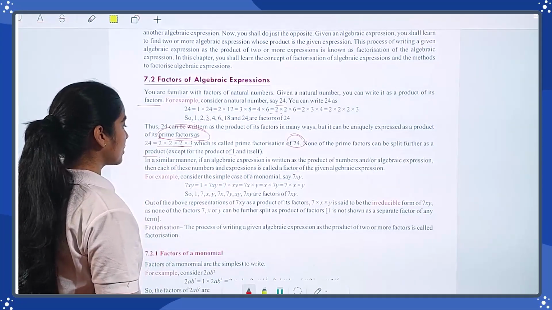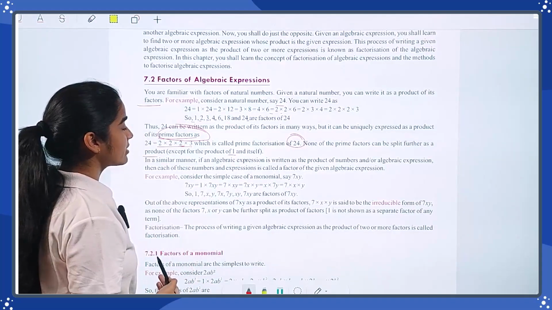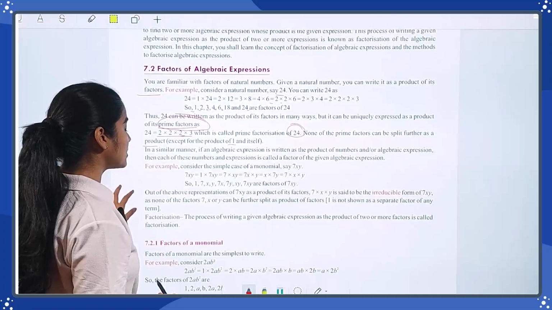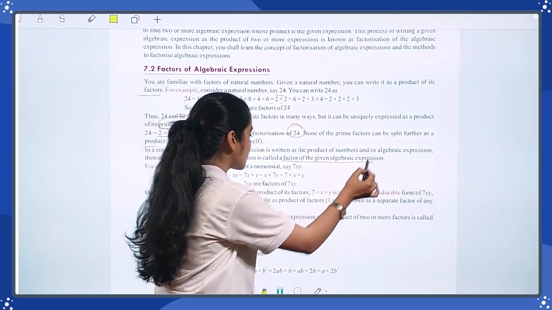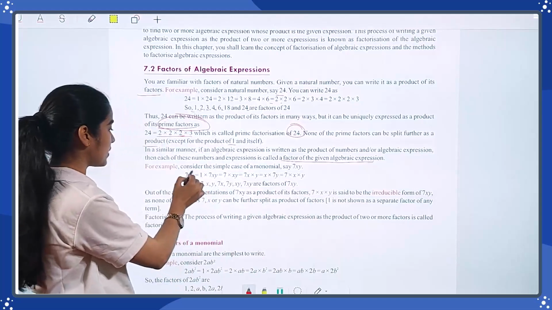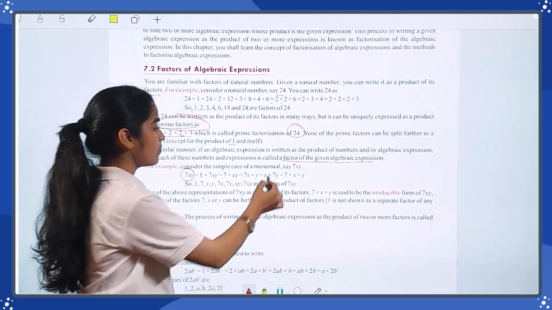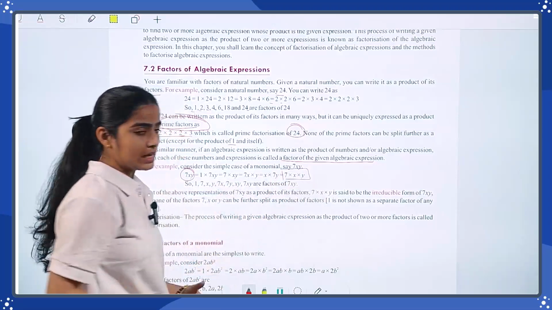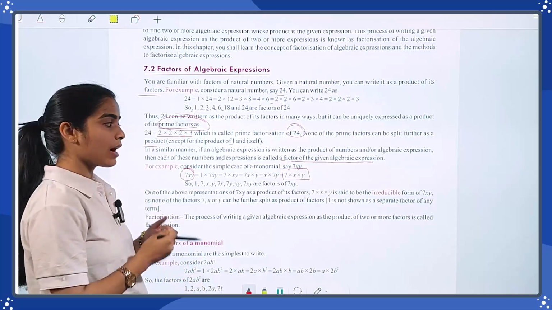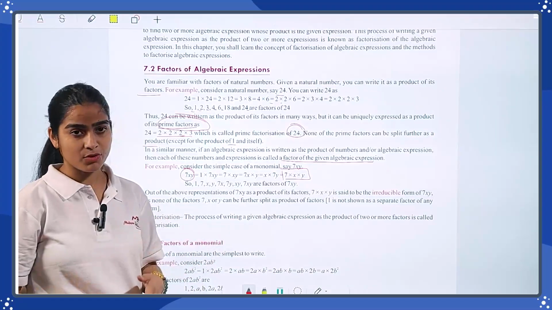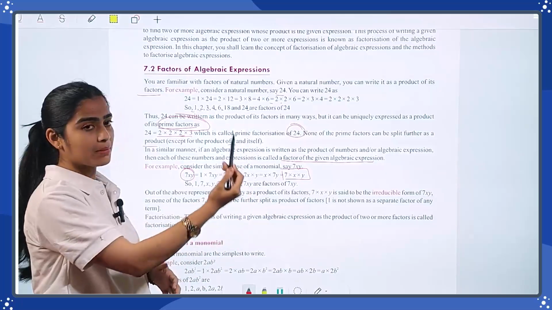In a similar manner, if an algebraic expression is written as the product of numbers or algebraic expressions, then each of these numbers and expressions is called a factor of the given algebraic expression. So if we have 7xy, it means the factors of 7xy are 7, x and y. In factorization of algebraic expressions, you can simply relate it like that. You have to expand this form. For example, we have 7xy. It means 7 multiplied by x multiplied by y.